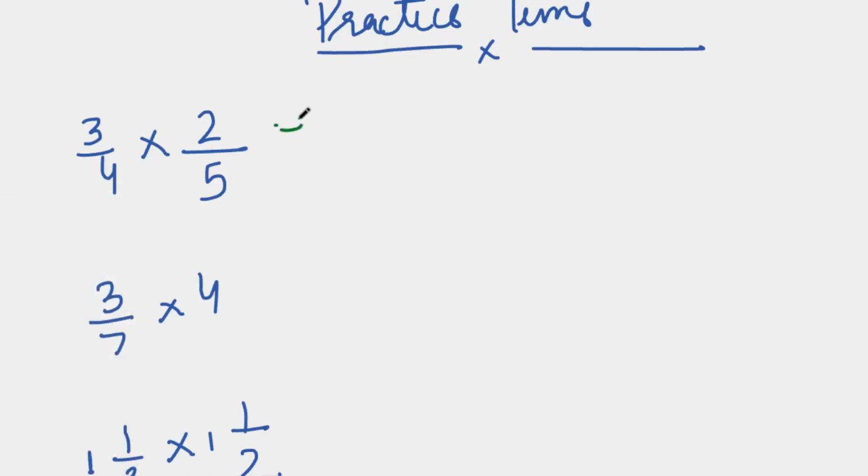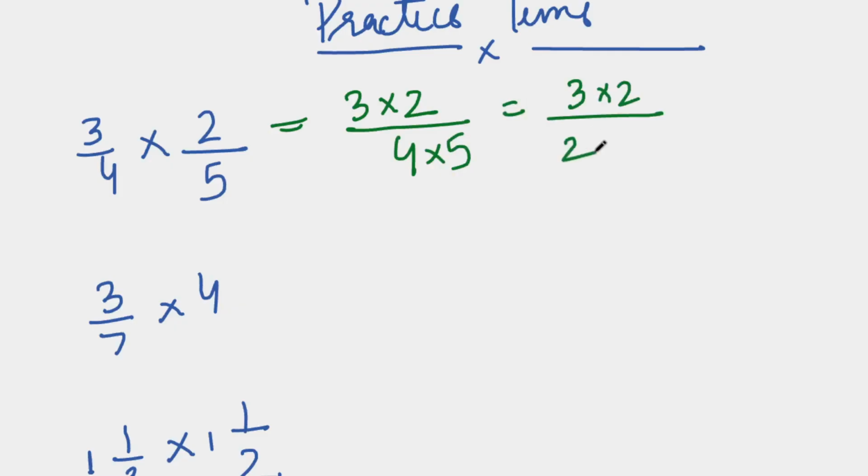So multiplying the numerators, it gives us 3 times 2. Multiplying the denominators, we get 4 times 5. Checking whether we have common factors or not. So we are writing 4 as 2 times 2. Cancelling out the common factor. We get 3 times 10. Alright. 3 by 10, not times 10.